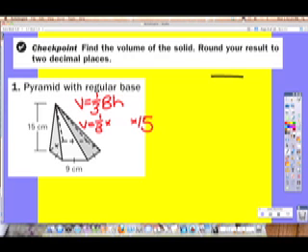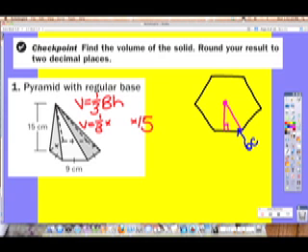Yes. What about the top angle? 30. Look at your picture. What's the length of this? Agreed. That's 4.5. If that piece is 4.5, what's your apothem? Look at that shortcut on this. 4.5 square root of 3.